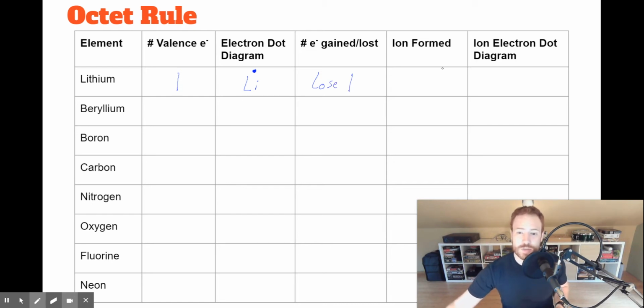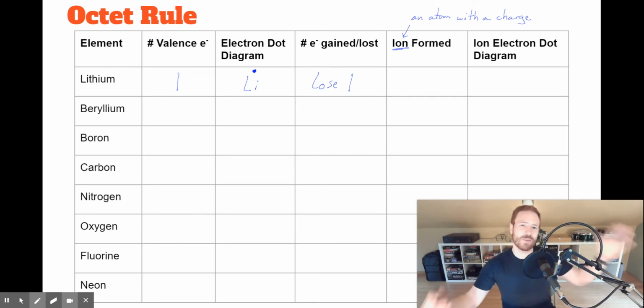Now, here's where it gets a little interesting. That means that it's going to form an ion. Remember, an ion is an atom with a charge. This is how atoms get charges. If you were ever wondering, when we were talking about isotopes and atoms before with charges, wait a second, why would an atom have an unequal number of protons and electrons? It's for this reason. Lithium has a certain number of protons, and generally will have a certain number of electrons that equals that number of protons and will give it a neutral charge.